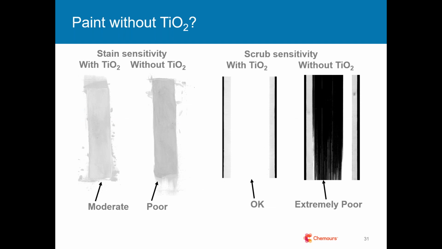To illustrate the performance, the one without titanium dioxide has very poor performance in the scrub and in the stain sensitivity. In this combination, it gives, say, a moderate, but definitely a much better performance compared with the without case. The scrub sensitivity, also there, I think the result speaks for itself. Here, all the paint is removed, and here, yeah, still okay.